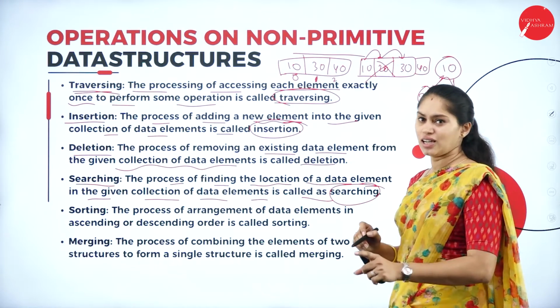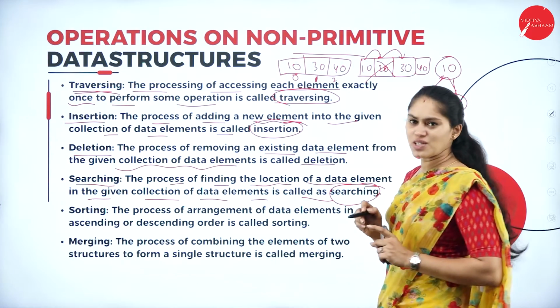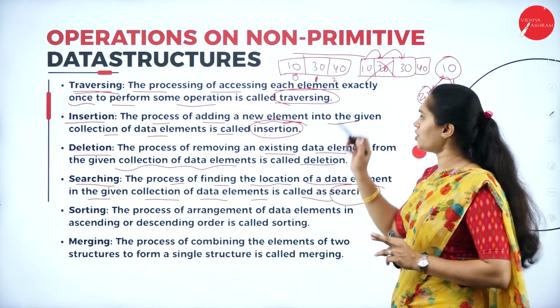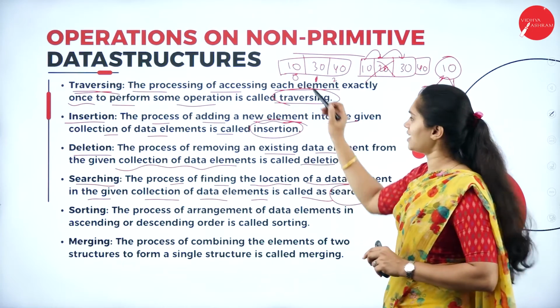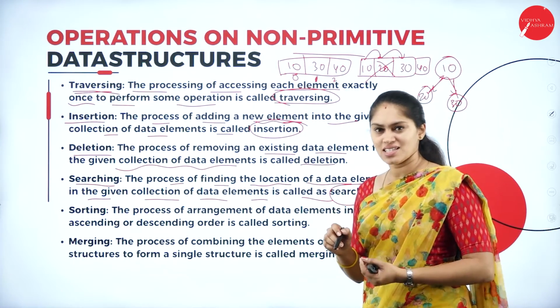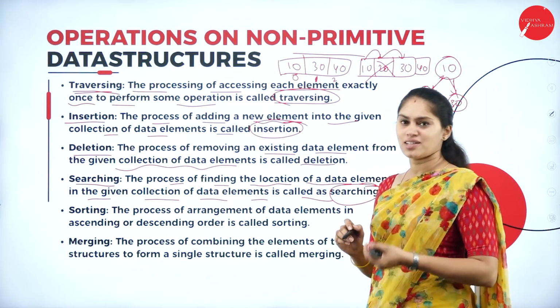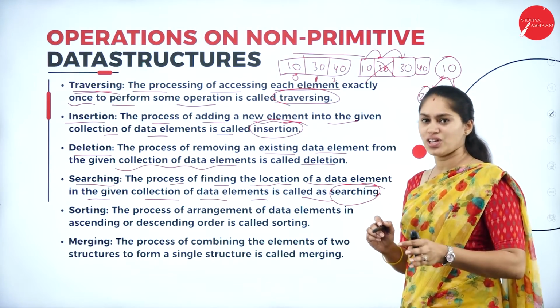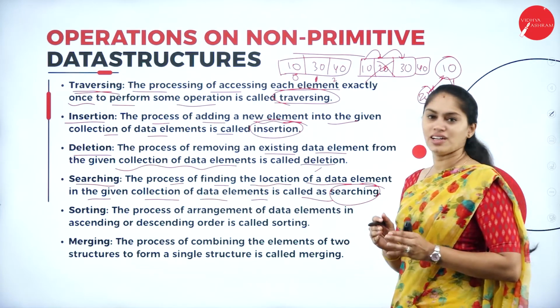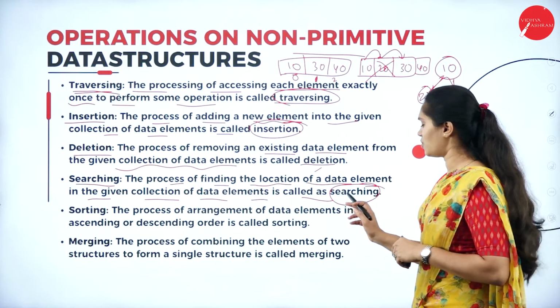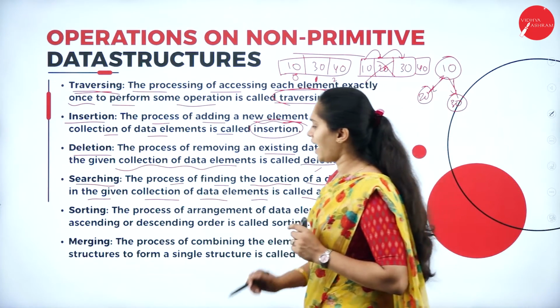What is the location or memory address of this 40? That is 2. So what is the memory address or location of this element called 10? That is 0. So searching in the sense what? I am finding the memory address or memory location of a specific data item in the collection of data items. That process is called as what? Searching.